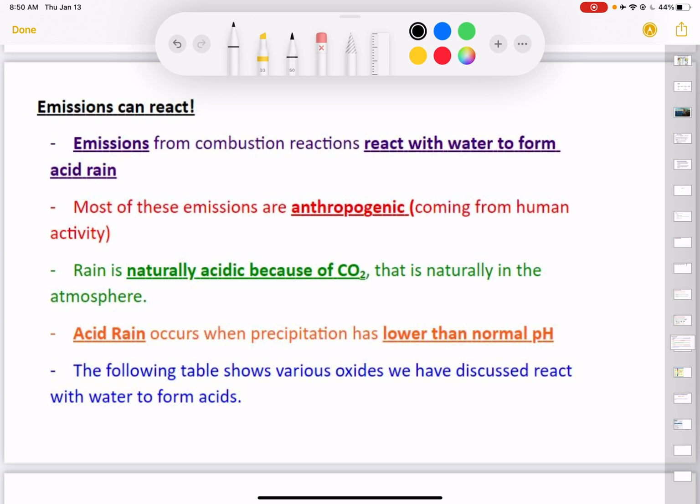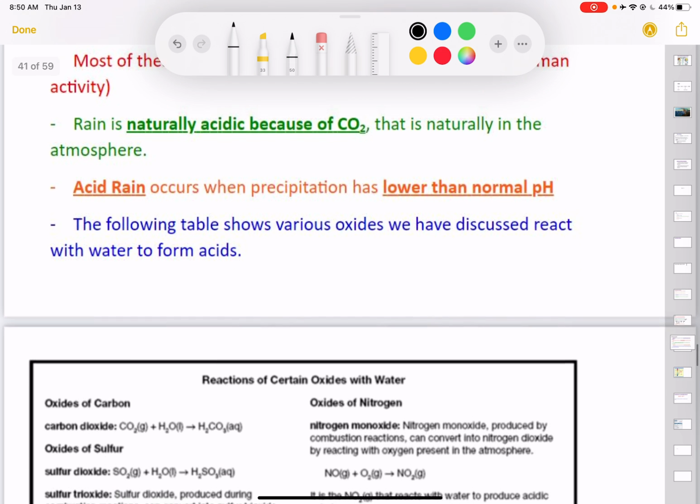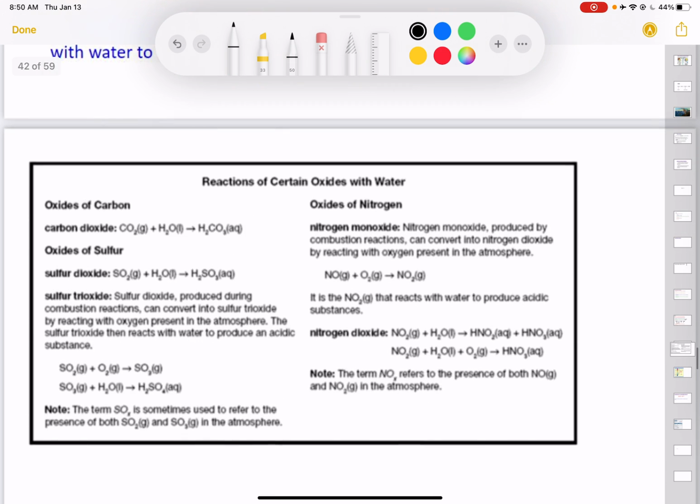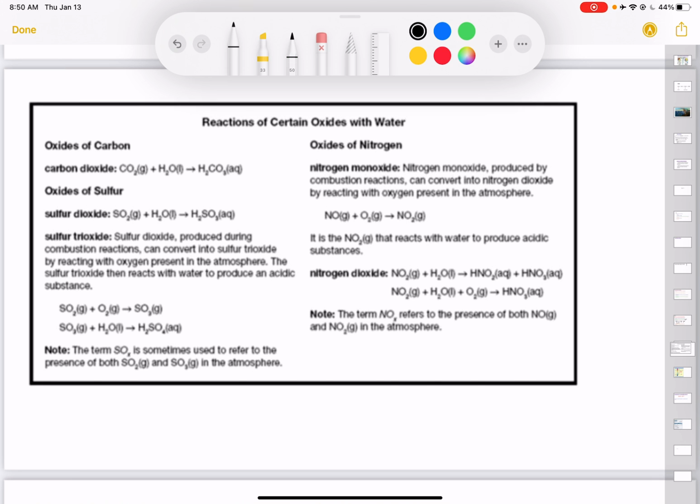So the following table shows various oxides we have discussed, which react with water to form acids. So these are the ones that we talked about in the very first section. It talks about carbon dioxide added to water gives us carbonic acid. Then sulfur dioxide in water gives us sulfurous acid. Sulfur trioxide added to water gives us sulfuric acid.